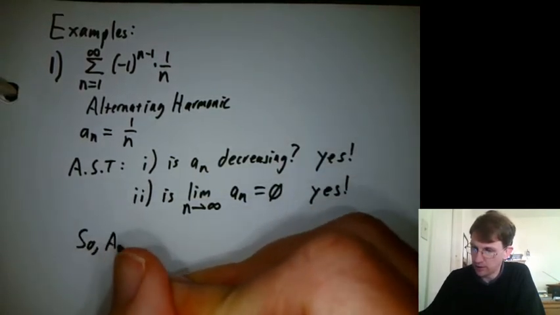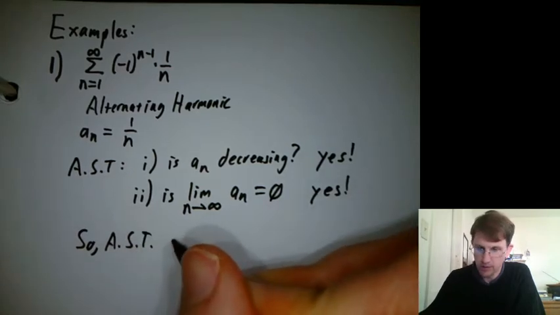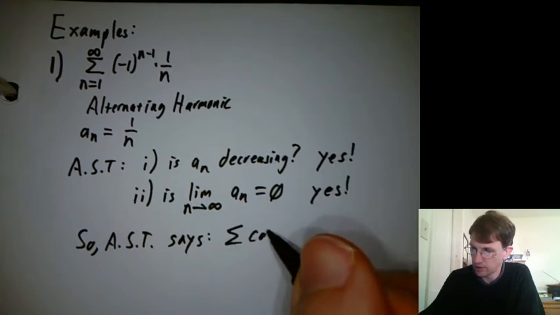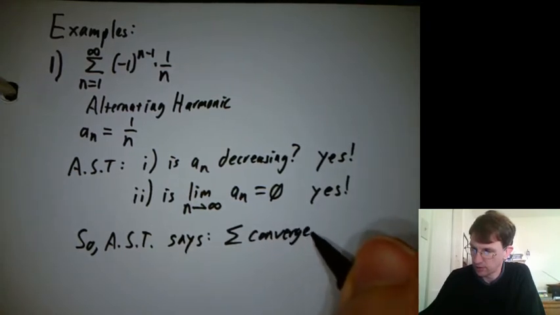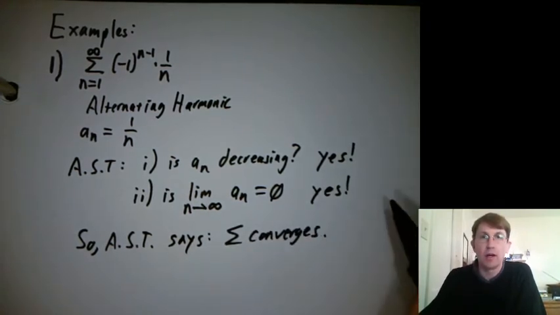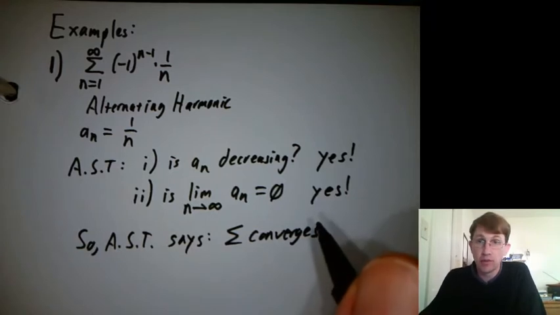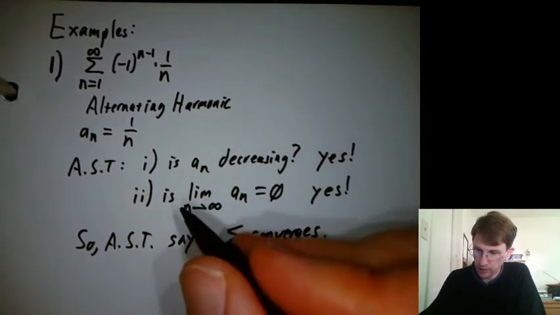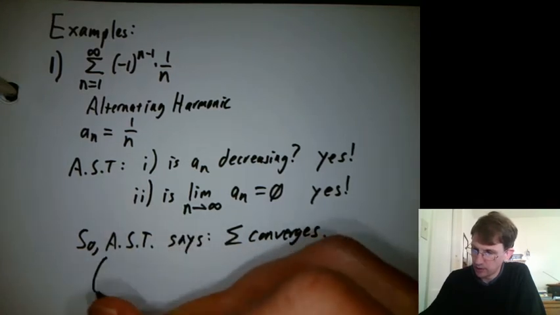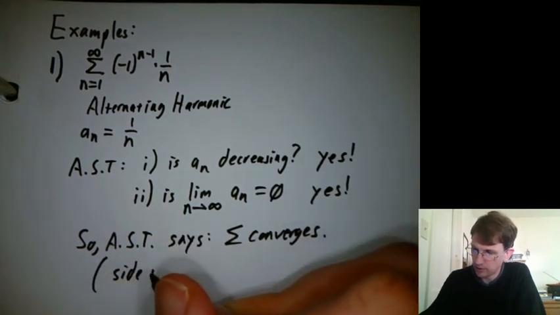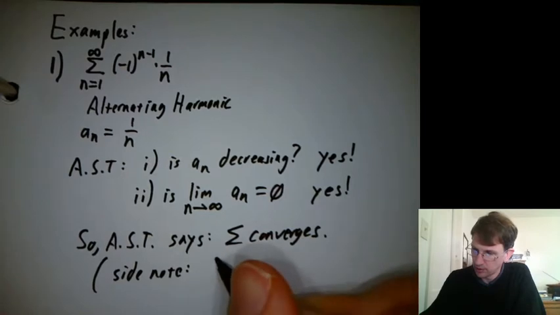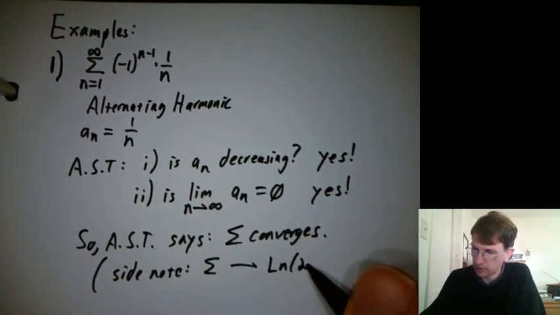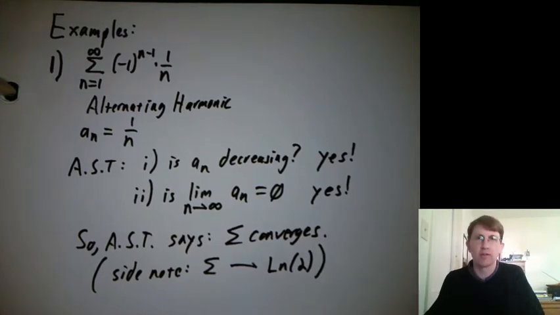So the alternating series test says that the sum converges. It doesn't say what the sum converges to, and it takes a little bit fancier stuff to find out what it converges to, but we'll say, as a side note, this sum converges to log 2, which is kind of interesting.